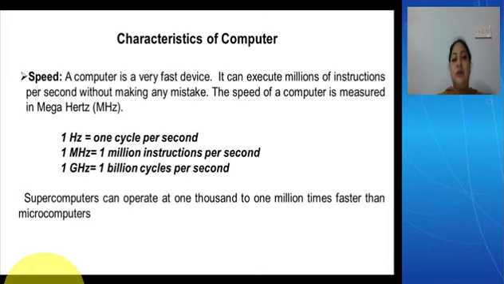The speed of the computer is measured in megahertz. 1 hertz is equal to 1 cycle per second, and 1 megahertz means 1 million cycles per second. 1 gigahertz is 1 billion cycles per second. Supercomputers can operate at 1000 to 1 million times faster than microcomputers.